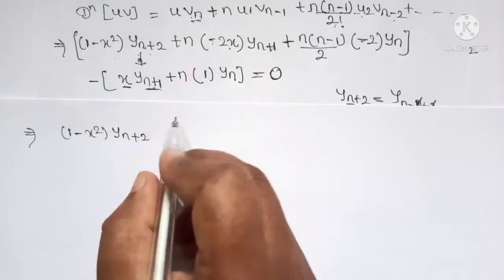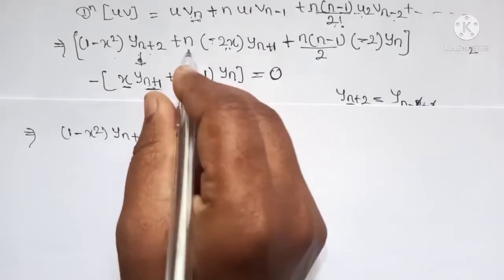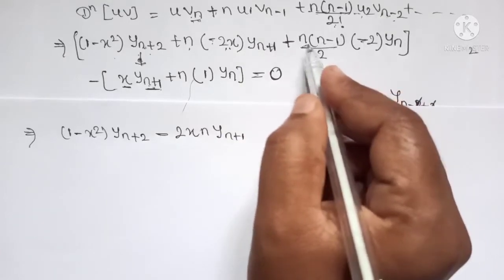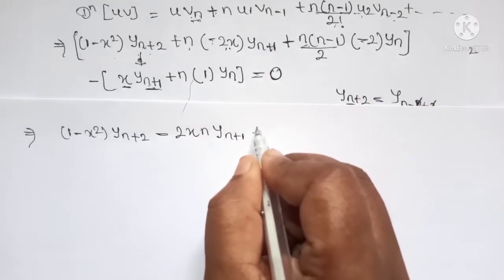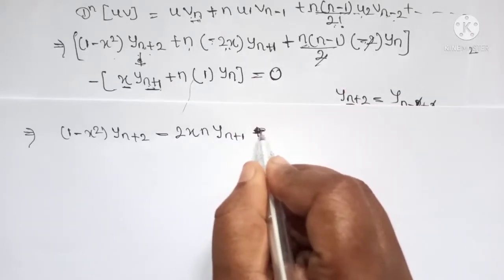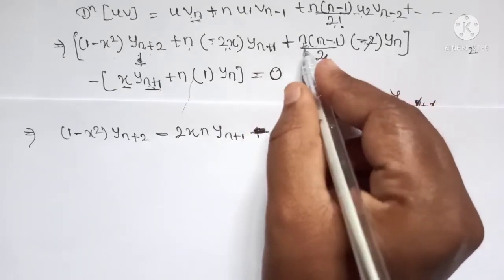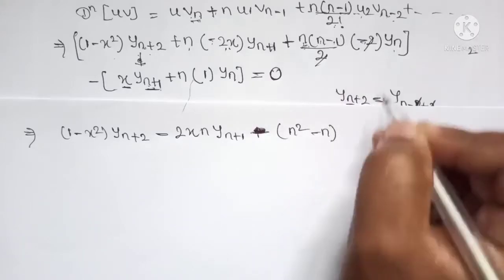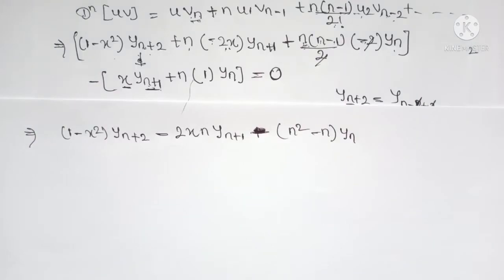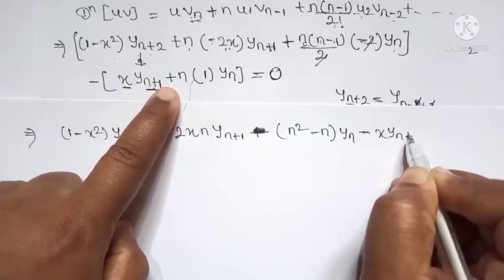So minus sign, we write this 2 into x into n into yn plus 2. Here we multiply this n with n minus 1, and the 2 and 2 cancel. So here we have minus sign, so therefore we write minus n into n square minus 1 into n minus n into this yn. Okay, so now multiply with the minus sign, we get minus x into yn plus 1.